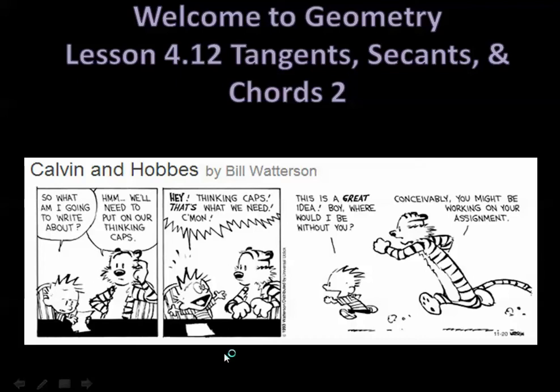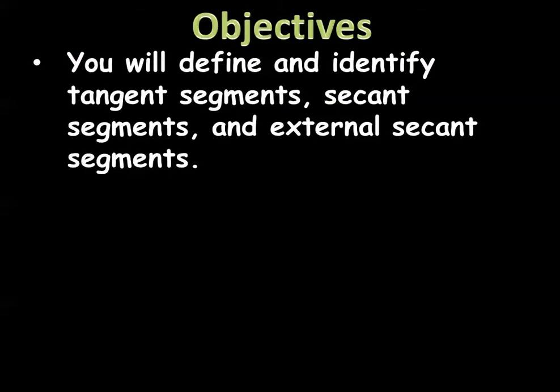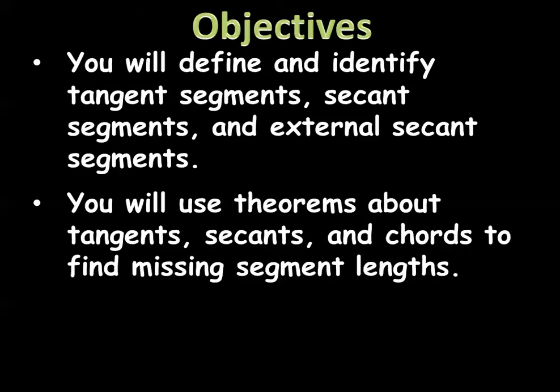This is lesson 412, Tangents, Secants, and Chords, part 2. The objectives in this lesson are that you will define and identify tangent segments, secant segments, and external secant segments. You will also use theorems about tangents, secants, and chords to find missing segment lengths.